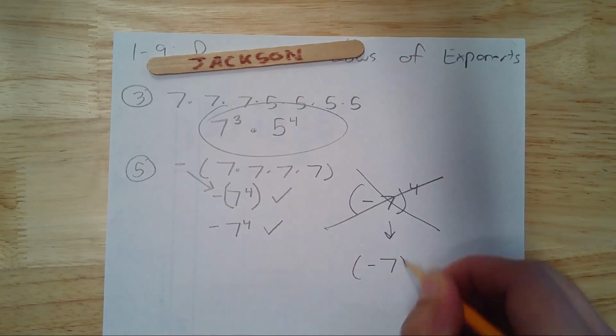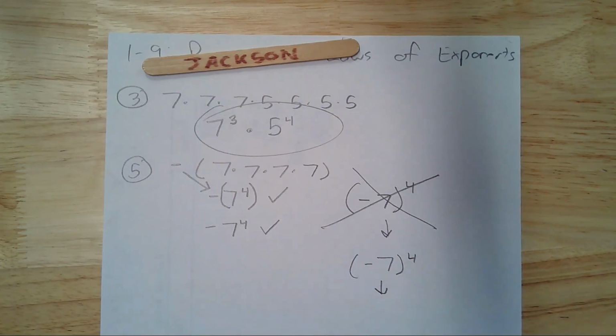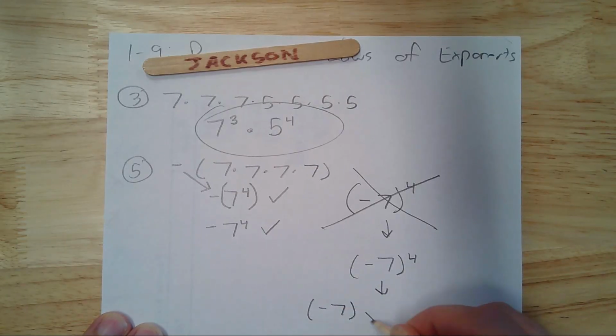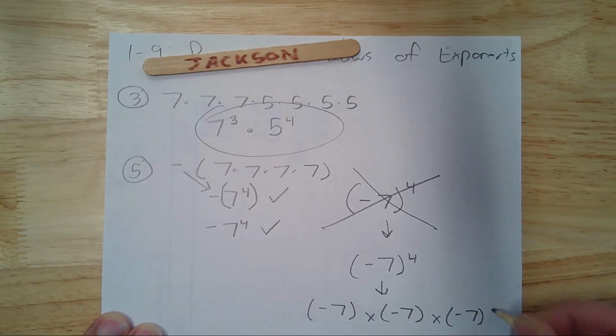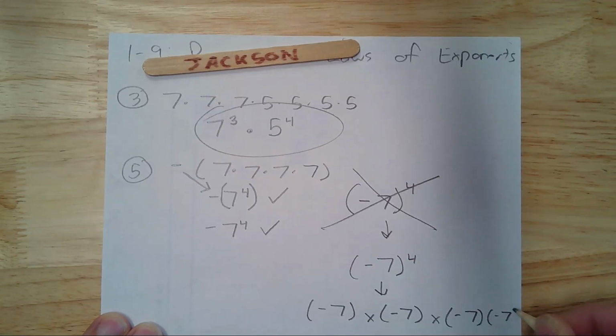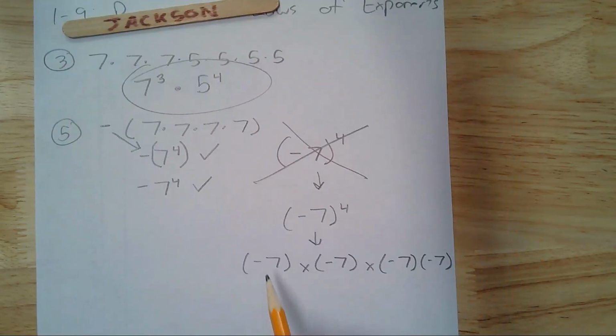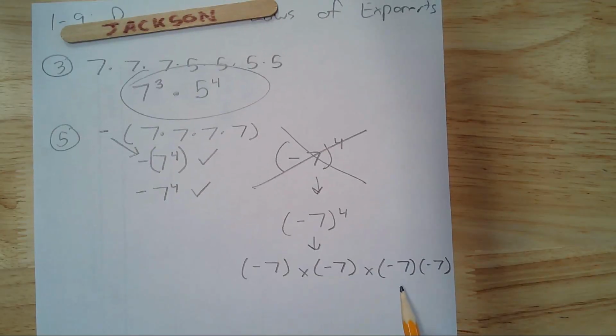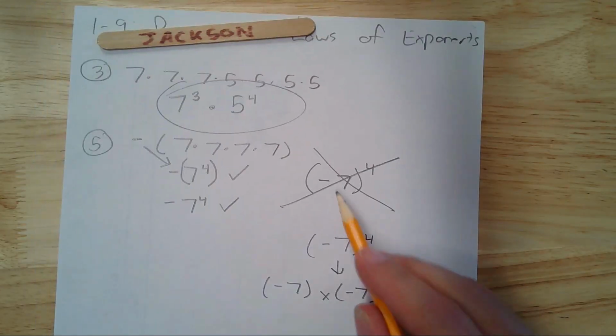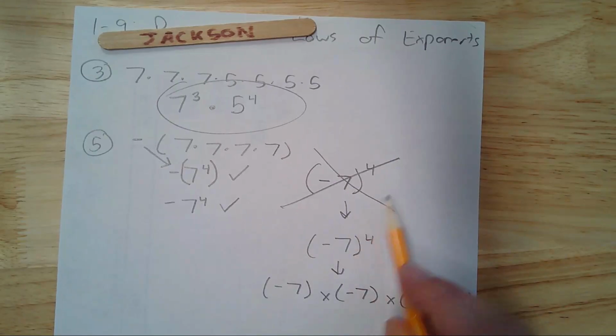Oh, it would be. What am I multiplying over and over? What number? -7. So how would I write that? -7 times -7 times -7 times -7. I notice how every single one of these, I could do it that way too. This is -7 to the fourth power.